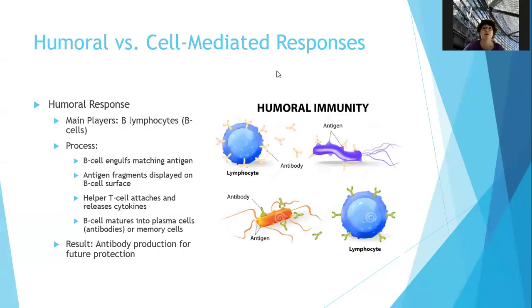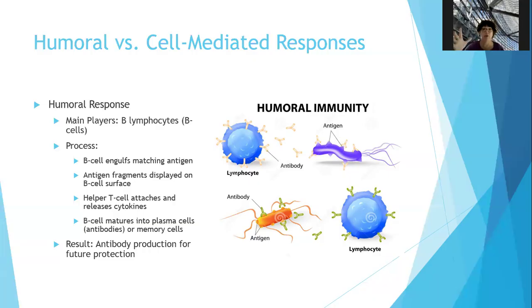So, humoral response versus cell-mediated response. So, the main players in the humoral response are B lymphocytes or B cells. And the way it happens is the B cell engulfs the antigen. And the antigen fragments are displayed on the B cell surface. Macrophages also engulf antigens and display their pathogens, so the immune system knows what they're looking for.